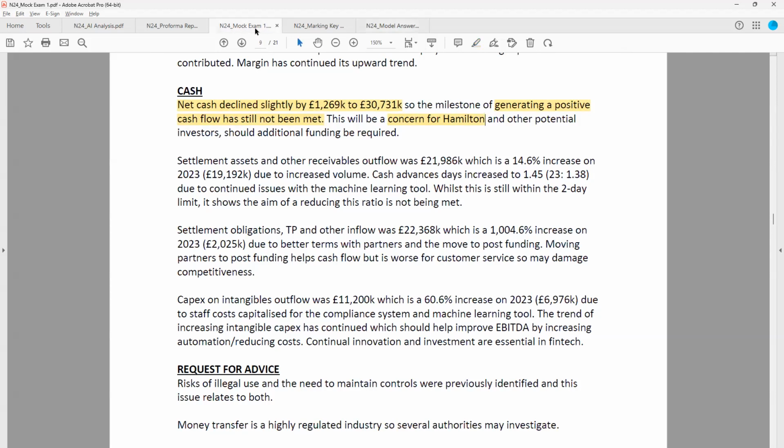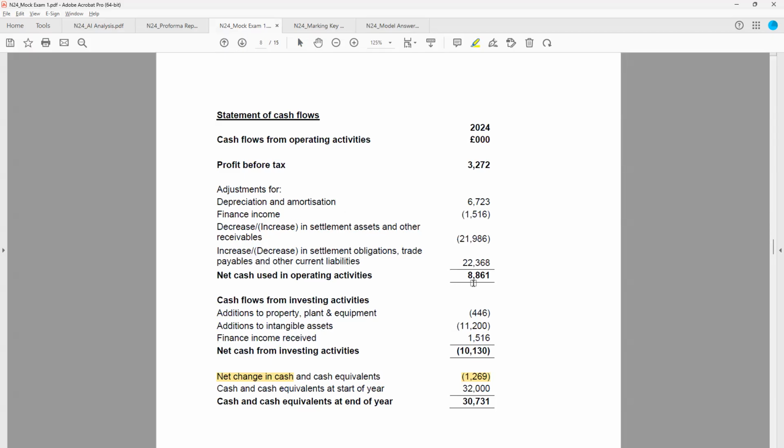And then in terms of analysing what has caused this decline, again, the cash flow statement will be where we'll be looking. But really, similar to the previous years, the main numbers are going to come from the change in settlement assets and other receivables, settlement obligations, trade payables and other current liabilities, and then also the acquisition of assets. So here we can see there's been a significant addition of intangible assets. Because we start with the accounting profit, add back depreciation and amortization. So we're almost at kind of like a cash from operations figure there.